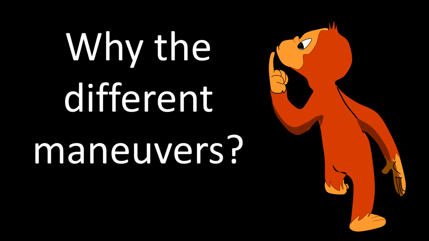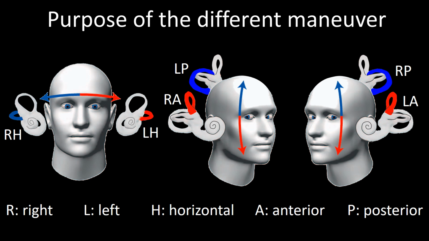Why the different maneuvers? The purpose of the different maneuvers is to activate the different semicircular canals. When the head is turned to the right, the horizontal canal is stimulated. When the head is turned to the left, the left horizontal canal. When the head is turned 45 degrees to the left and then thrust down, the right anterior semicircular canal is stimulated. And if instead from the static position the head is thrust up, the left posterior. When the head is turned 45 degrees to the right and then thrust down, the left anterior semicircular canal is tested, and up from the static position, the right posterior semicircular canal is tested.